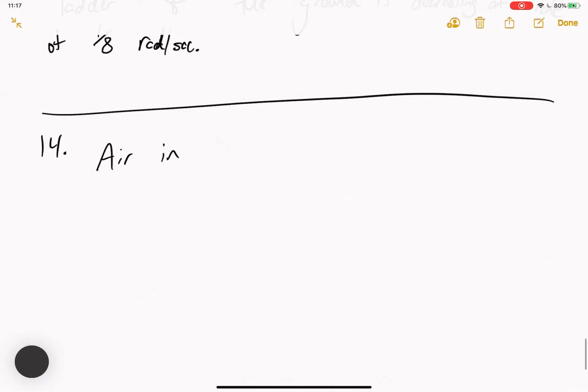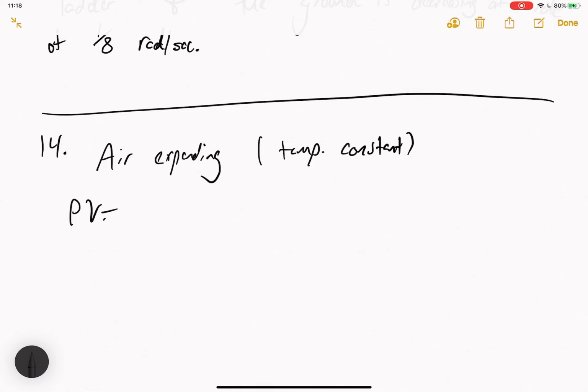So we have air expanding. We have the pressure, the heat is the same, the temperature is the same. And we have the equation PV^1.4 is equal to some number C, where P is equal to our pressure, V is equal to the volume of the gas.